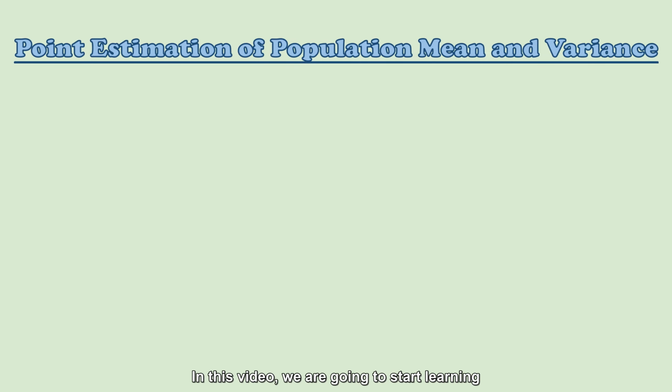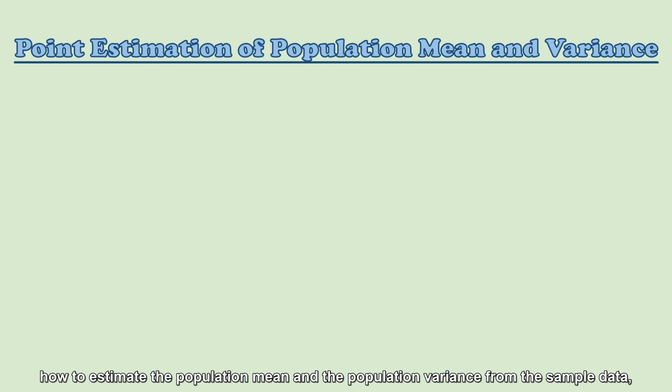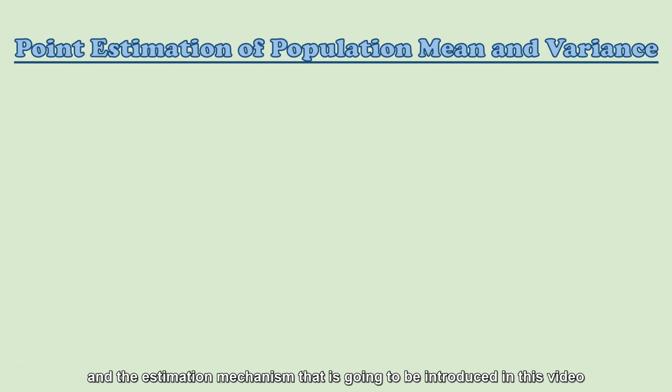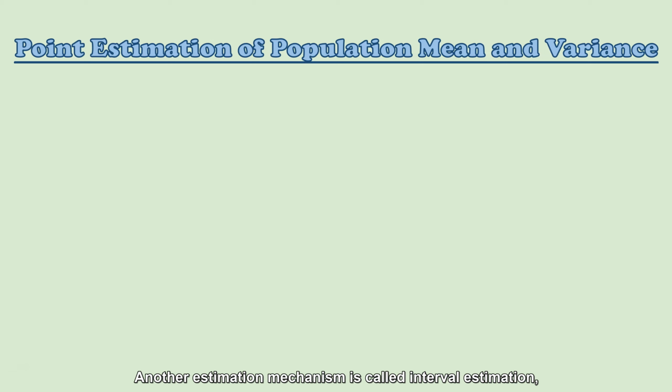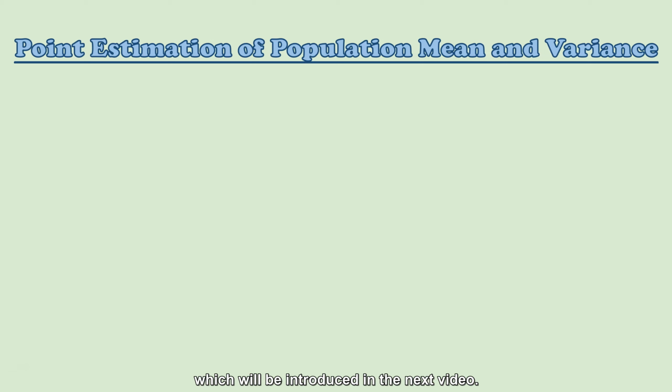In this video, we're going to start learning how to estimate the population mean and the population variance from the sample data. And the estimation mechanism that is going to be introduced in this video is called point estimation. Another estimation mechanism is called interval estimation, which will be introduced in the next video.